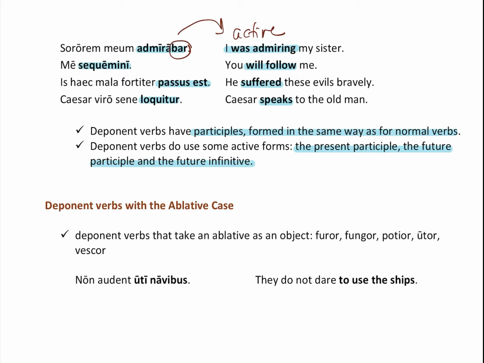So take some time to look at those on page 25. You'll probably need them for homework and for later.